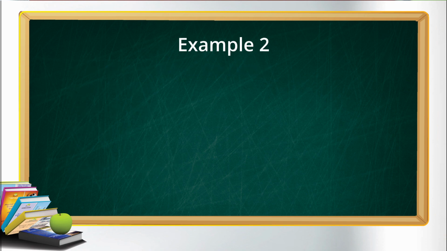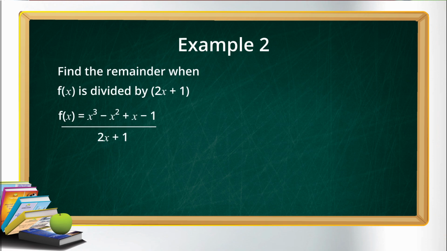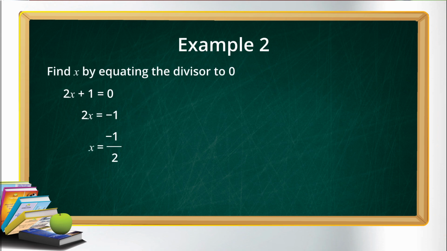Let's do another example. We have to find the remainder when f of x is equal to x cubed minus x squared plus x minus 1 is divided by 2x plus 1. Don't tell me you get spooked by this easy job. I told you all you do is to take the expression at the bottom of the line, meaning the divisor, and equate it to 0. The solution therefore is x is equal to negative half.